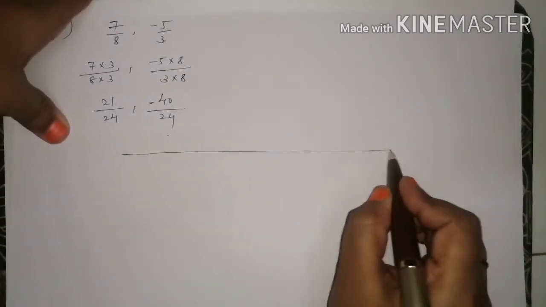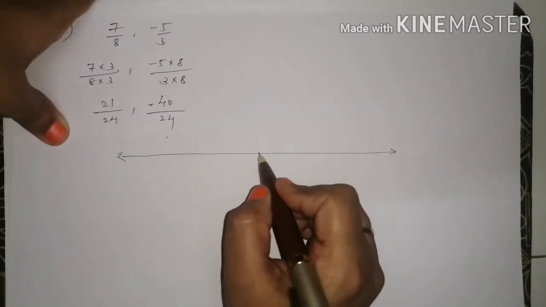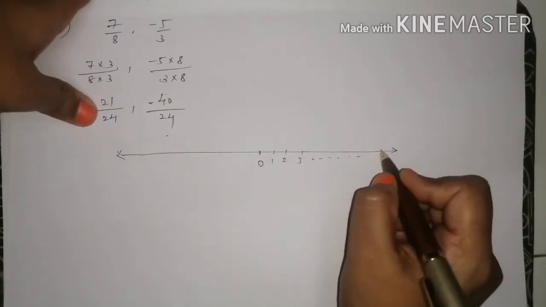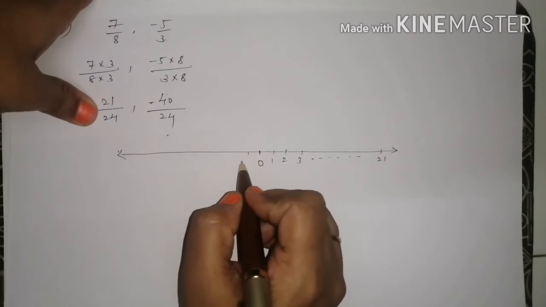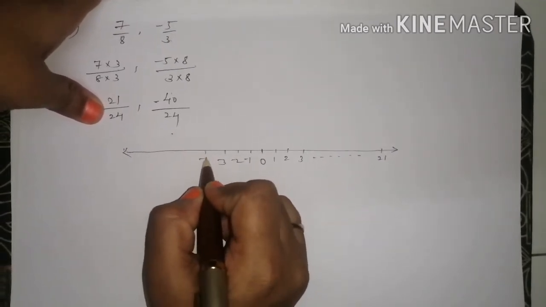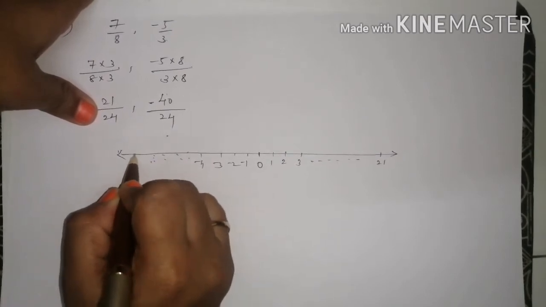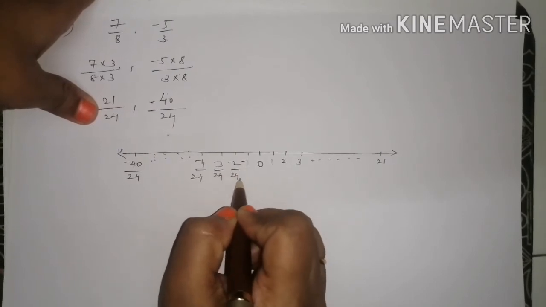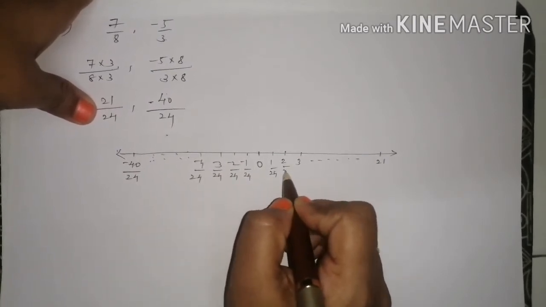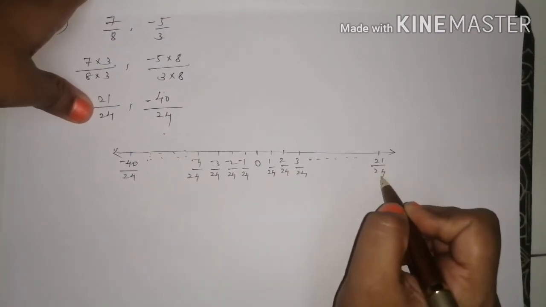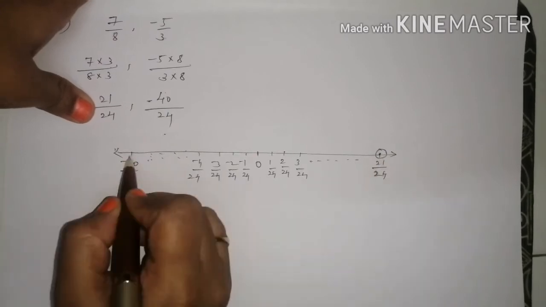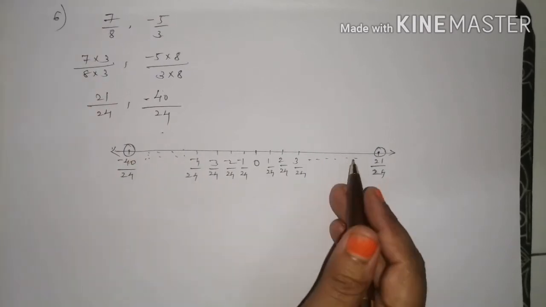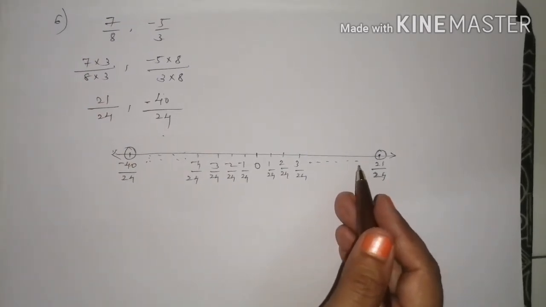Now let's show this on number line. One is negative, one is positive. Center it is 0. Here 1, 2, 3, and so on till 21 upon 24. Here negative, so -1, -2, -3, -4, and so on till -40 upon 24. You can put it, denominator is 24. So we have to see these two rational numbers. Between these two rational numbers, so many rational numbers are coming. Again, you can take any three rational numbers which you want.